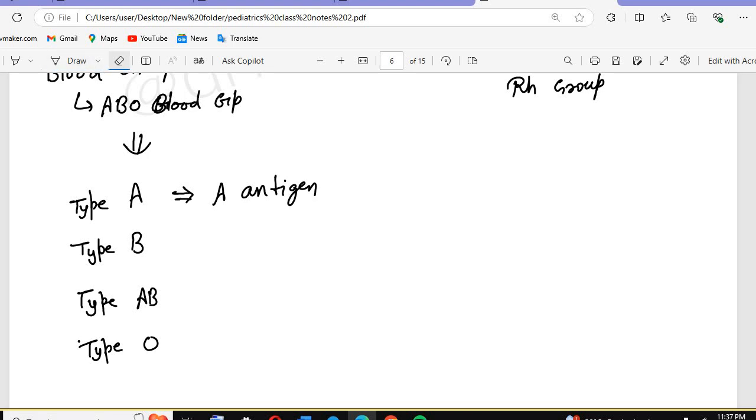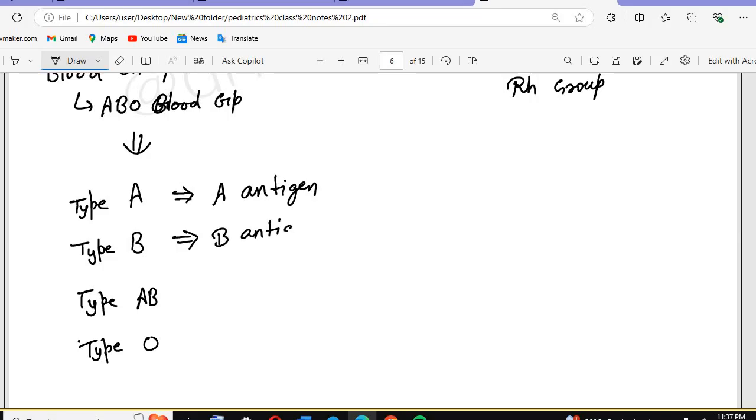Okay. So if we talk about the B blood group, it means they have the B surface antigen. Then AB blood group means they have both the A and B antigens. The O blood group means they have no antigen.